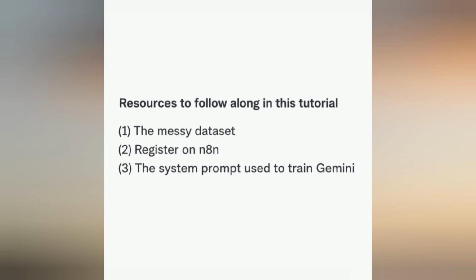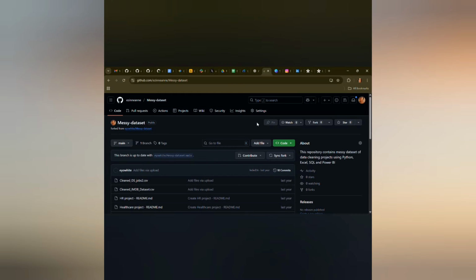Before we begin, there are some resources that you would need to get so you can follow through with this tutorial. The first resource is the data set that we'll be using along in this tutorial. I've linked it in my GitHub repo. Unless you have a messy data set elsewhere that you would love to use, you can use it as well. The GitHub repo contains a list of some messy data sets that I found from a repo online.